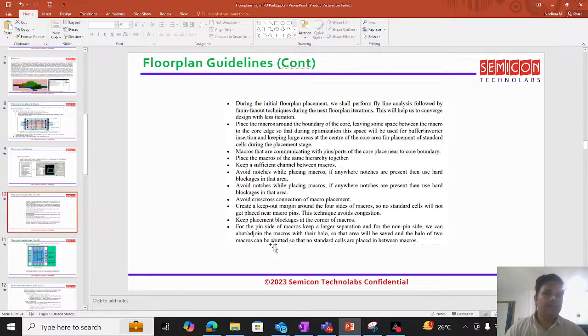Also, wherever there are no pins for the macro, we don't have to give the same kind of RAM channel which we give at the locations where pins are present. Wherever we don't have pins of the macros, we can directly abut the macros, provided halos are present inside the macros. If halos are not present, at least we need to have 1 micron or 2 microns of halos, and we can abut the macros.